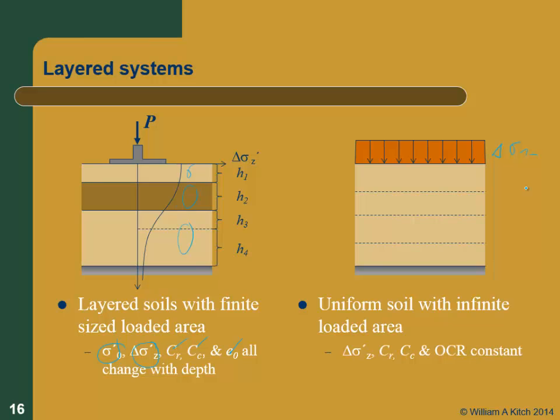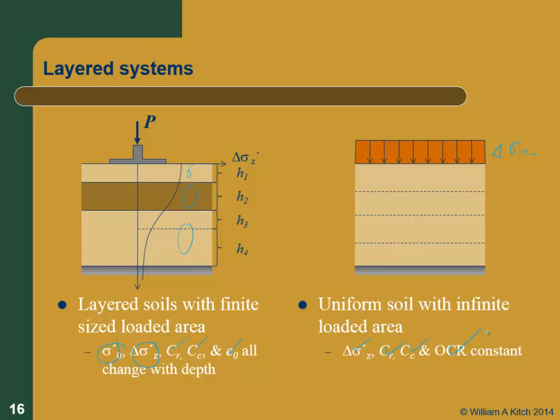I have the same delta C. If that's an infinitely large load, I get the same delta. So that's the same with depth. If it's the same material, then C sub C and C sub R and the OCR are constant, or sigma prime m if you want to use the preconsolidation margin. Those are all constant with depth.